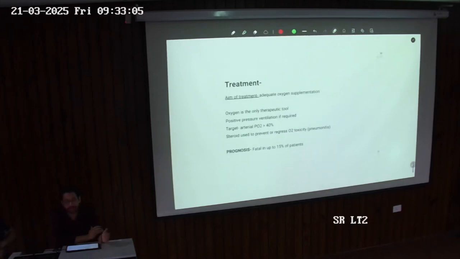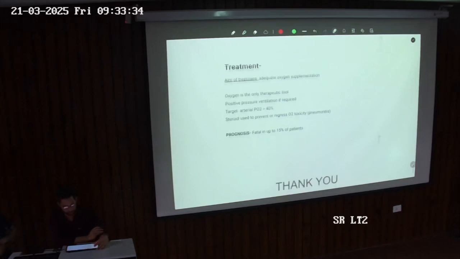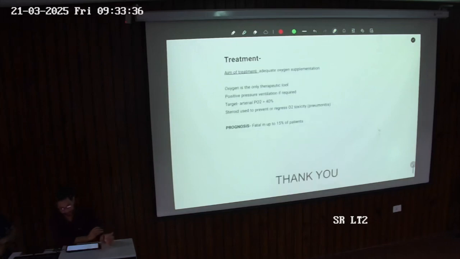What can fat embolism cause further? In simple terms, blockage at the heart, and blockage over the lungs mainly. The main aim of treatment here is adequate oxygen supplementation. Oxygen is the only therapeutic tool, with positive pressure ventilation if required, and we maintain a target oxygen level of more than 40%. If required, steroids can also be used to prevent or regress oxygen toxicity.